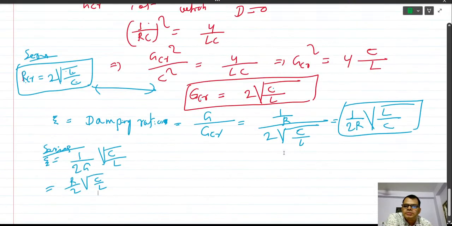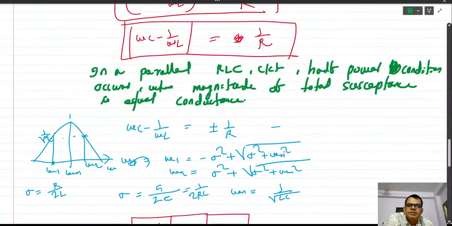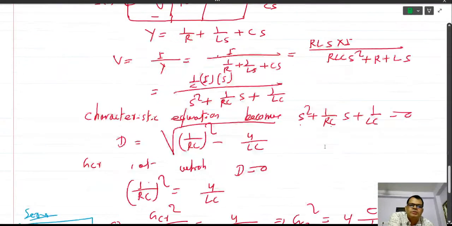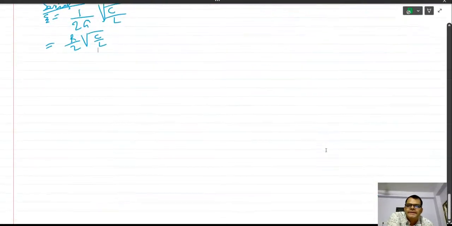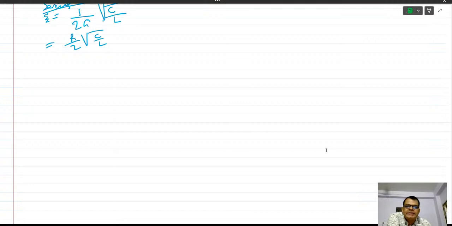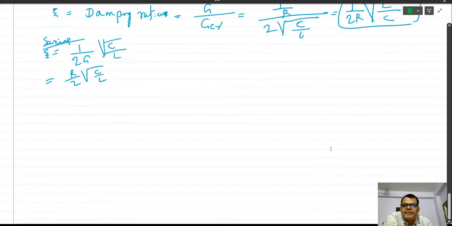Sigma, we have already discussed. Sigma is the attenuation constant, which is 1 upon 2RC. Now we'll go to the tank circuit. All the rest you will be finding out, like the bandwidth of the parallel circuit.